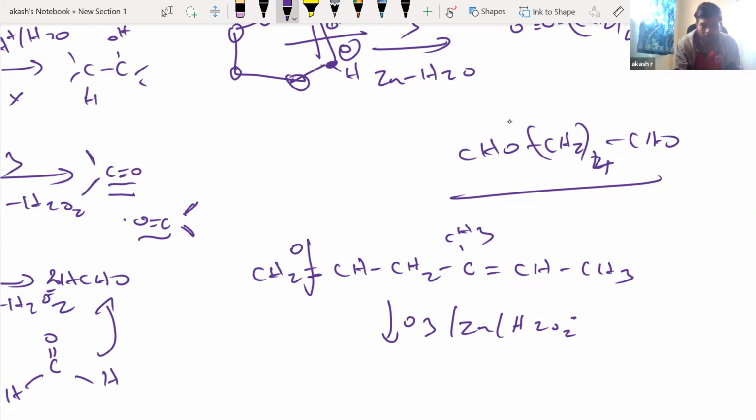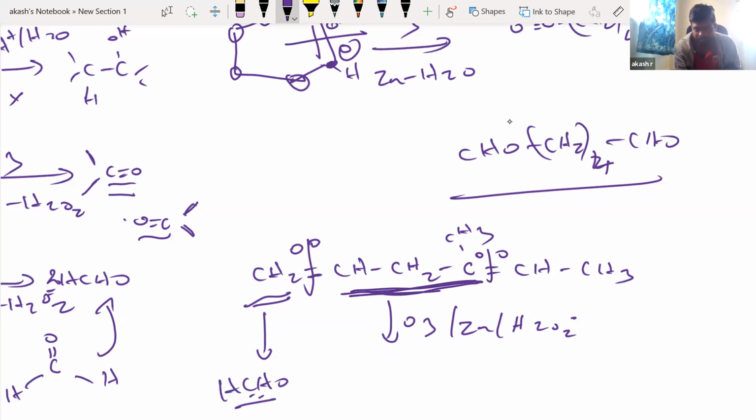You break this double bond, put oxygen, oxygen, break this double bond, put oxygen, oxygen. That's it. Now what is going to happen to this part? This part is going to form HCHO. Done. Two carbon and two hydrogen, one C double bond O. And what about this particular part? Now this becomes a chunk. This part is going to have C double bond O with the H.